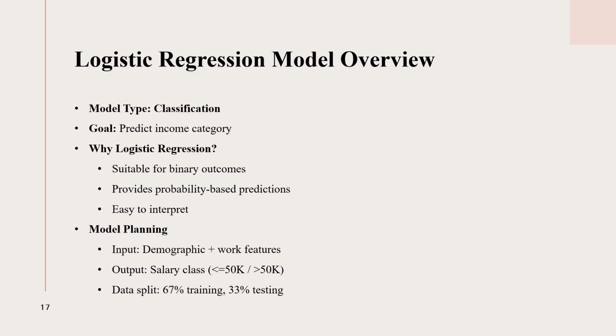The logistic regression model not only predicts the class but also provides probability values for each prediction. This means that instead of just saying whether a person earns more than 50K or not, the model actually calculates the likelihood of belonging to each class. This is very useful in real world applications as well, because decision makers can use probability thresholds to make more flexible decisions rather than strict classifications.